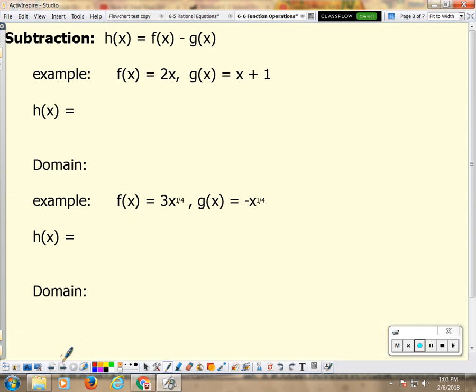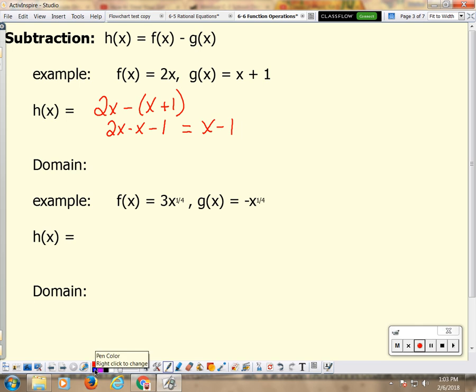Example number 2. Let's talk about point number 2, subtraction. So in the case of this, I'm going to create h of x by taking f of x minus g of x. So I'm going to write down the f of x. I'm going to subtract off the g of x. You must put those parentheses around it so that you remember that the minus that's here has to go to both, because this becomes 2x minus 1, or that equals x minus 1.